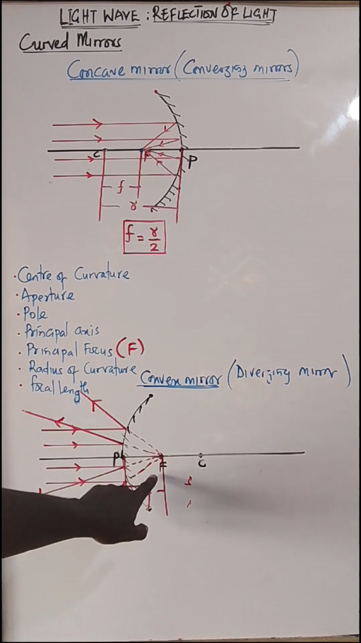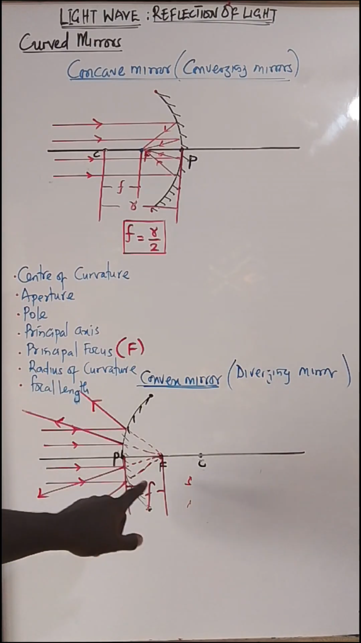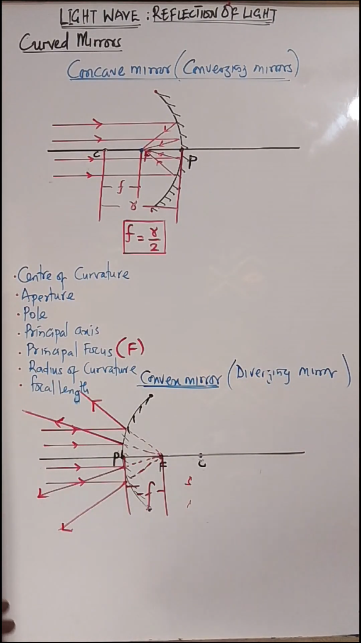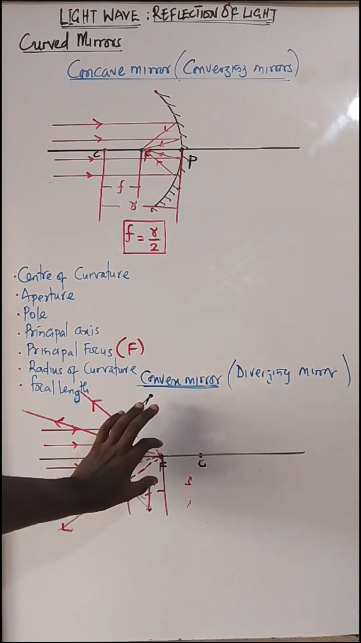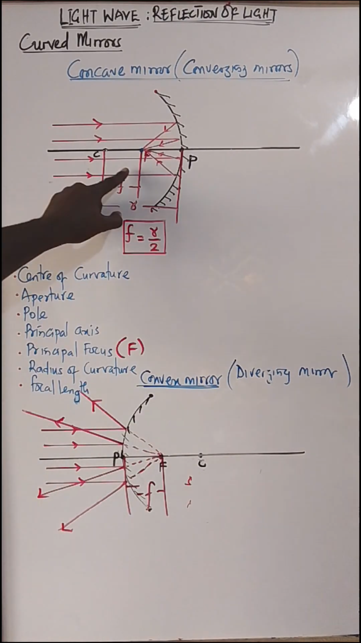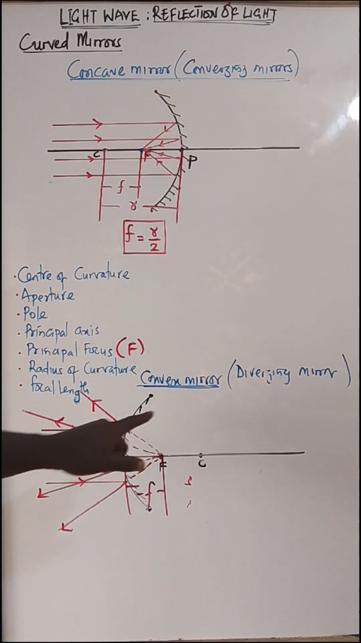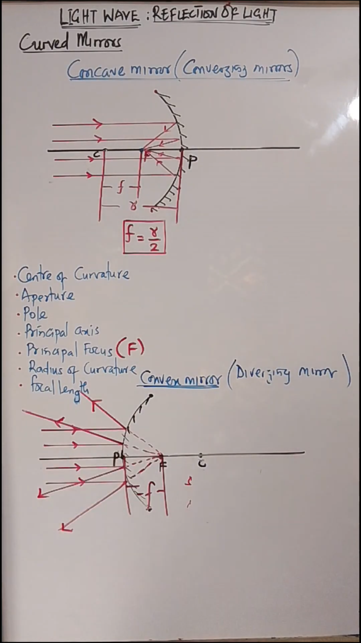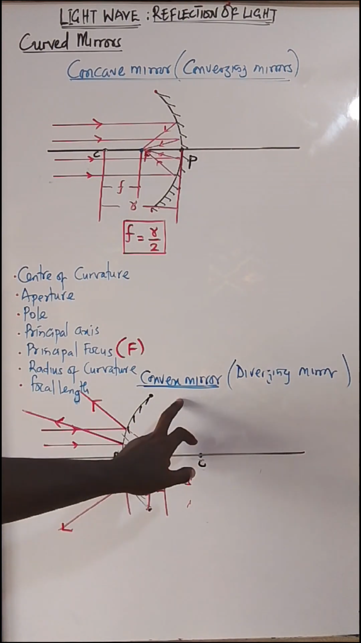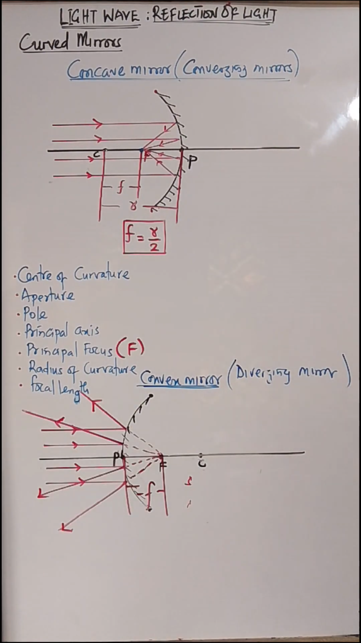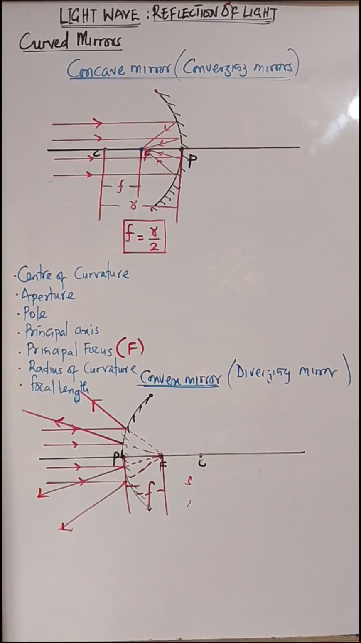So here we can still say principal focus is a point on the principal axis where rays diverge after reflection, but in this case converge after reflection. So somebody can ask you, define principal focus as applied to a concave mirror. In that case, you say it is a point on the principal axis where parallel rays converge after reflection. If it's for convex, where they diverge after reflection. And that's why convex mirrors are called diverging mirrors, because rays scatter after reflection.